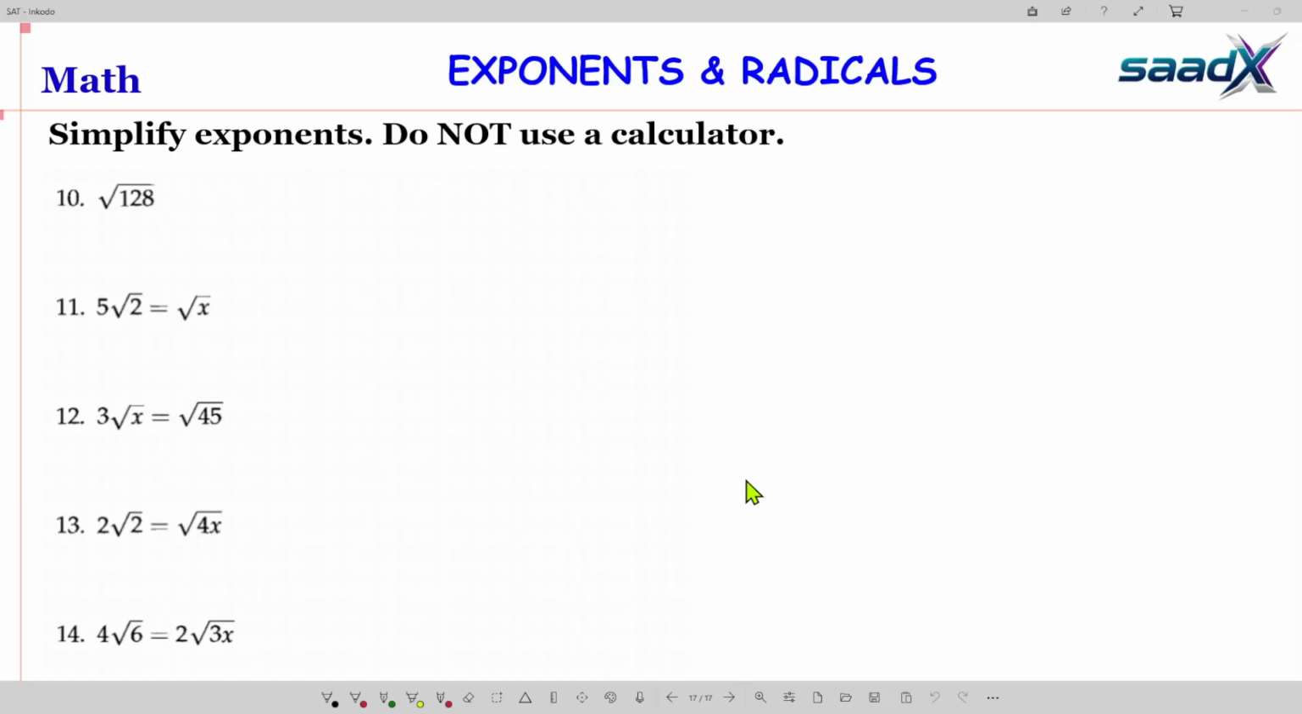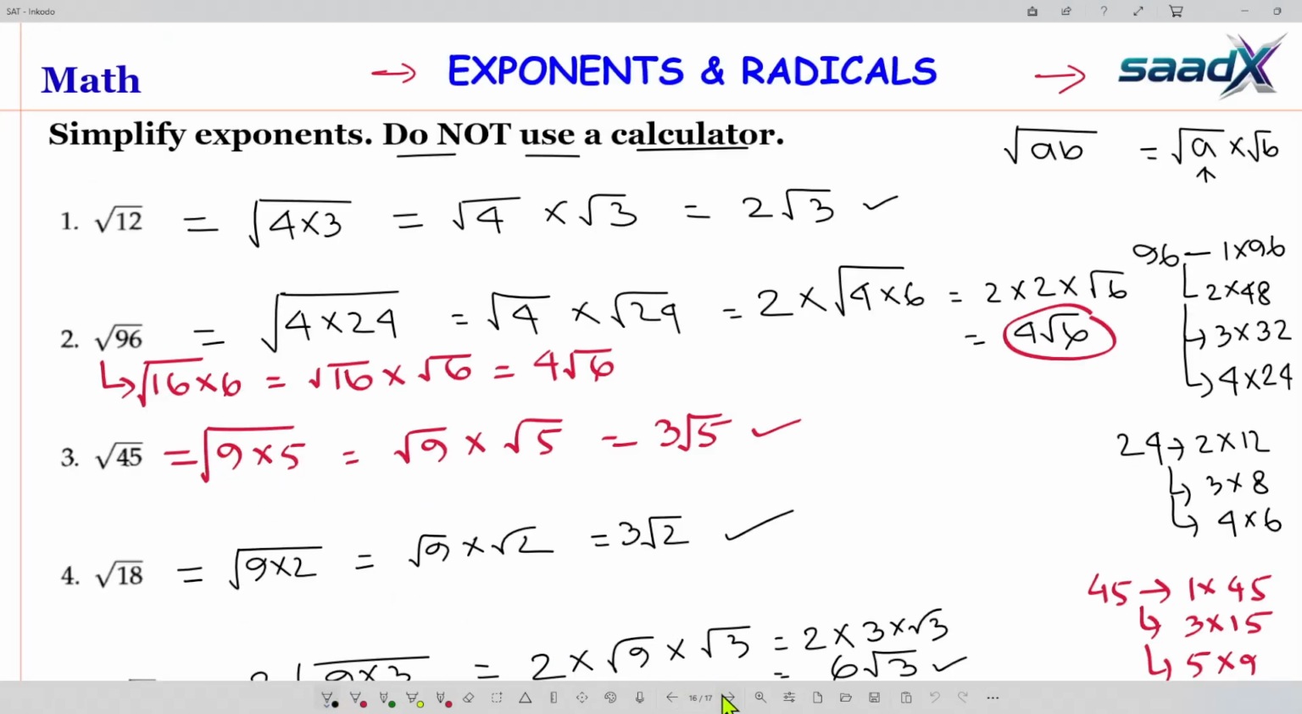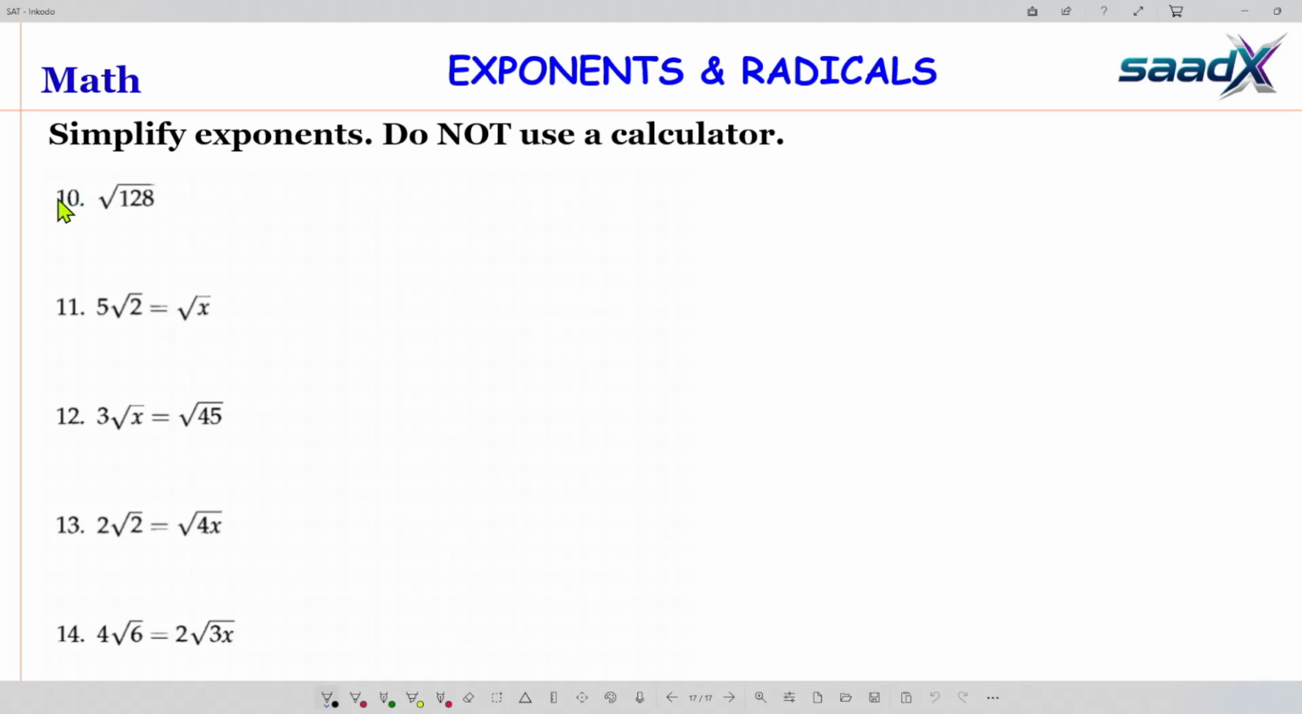Welcome to SAT. We are starting a new video on exponents and radicals. Last episode we tried to solve questions 1 to 9. This episode we are starting from number 10.